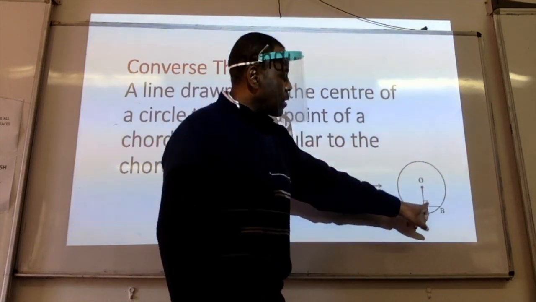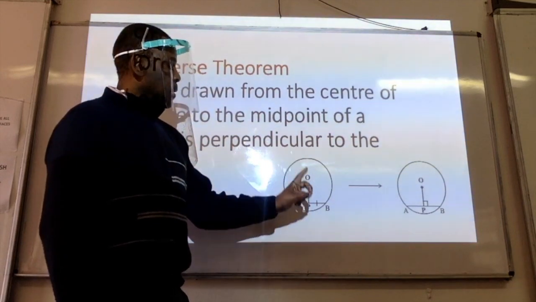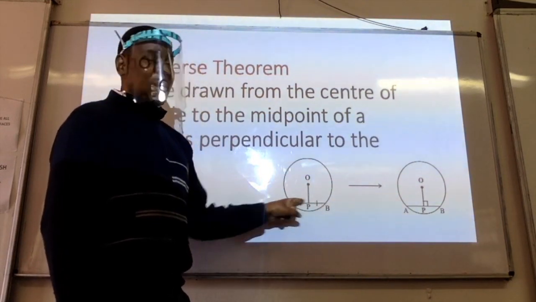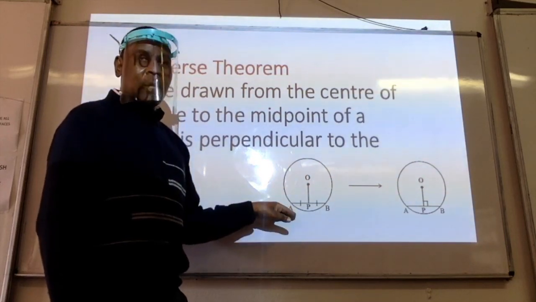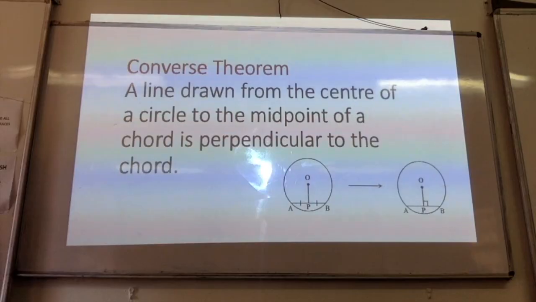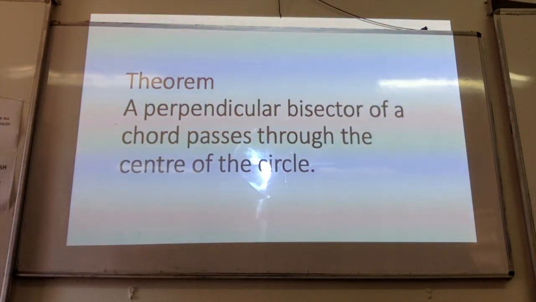One way to know that that angle is 90 would be for you to remember that the line through the center is bisecting the chord. If the line through the center bisects the chord, then the angle should be 90. What about this theorem here? A perpendicular bisector of a chord passes through the center of the circle.